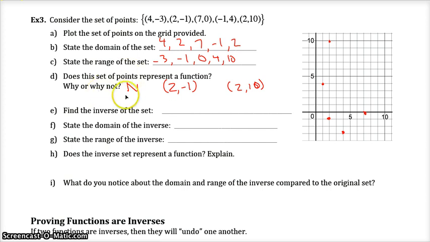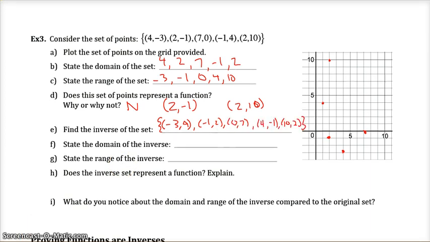Find the inverse of the set. Well, the inverse of the set is just all the points written in the backwards order. -3, 4, -1, 2, etc. So there you go. State the domain of the inverse. Well, guess what? This is just going to be reversed from before. So this is all of the x coordinates now here in the inverse, which should look exactly the same as the range above. And guess what? This happens also. So this is now the range of the inverse.